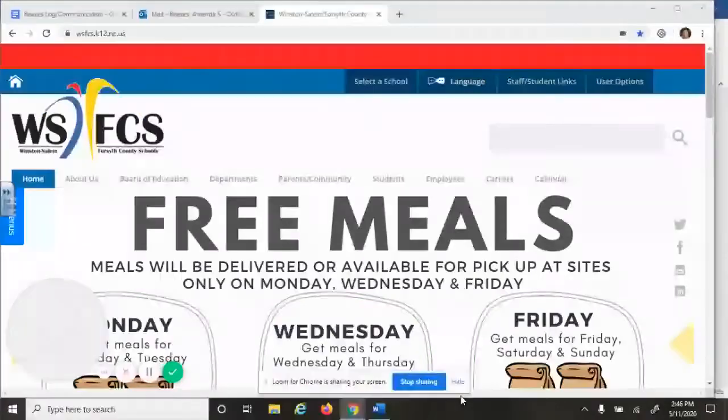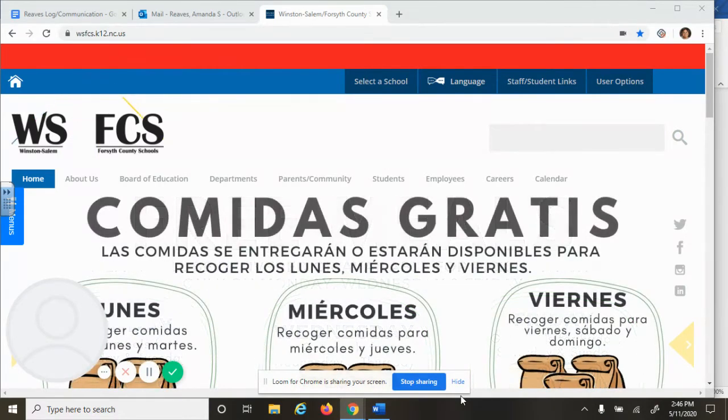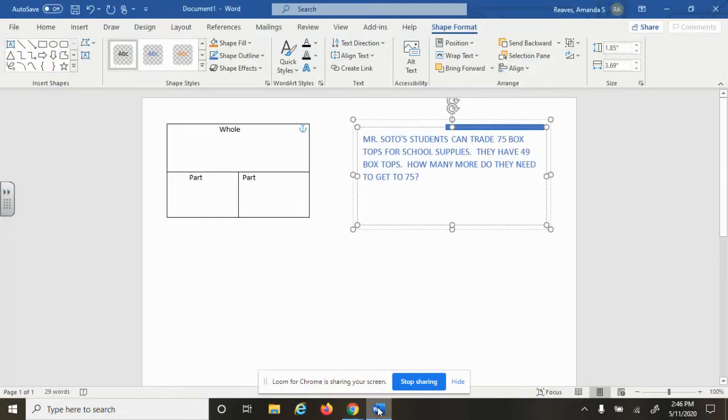I wanted to give you a little bit more help with the part whole charts that we're going to be using in math to solve some one-step problems with two-digit numbers. So today you had a worksheet that had this problem. Mr. Soto's students can trade 75 box tops for school supplies. They have 49 box tops. How many more do they need to get to 75?